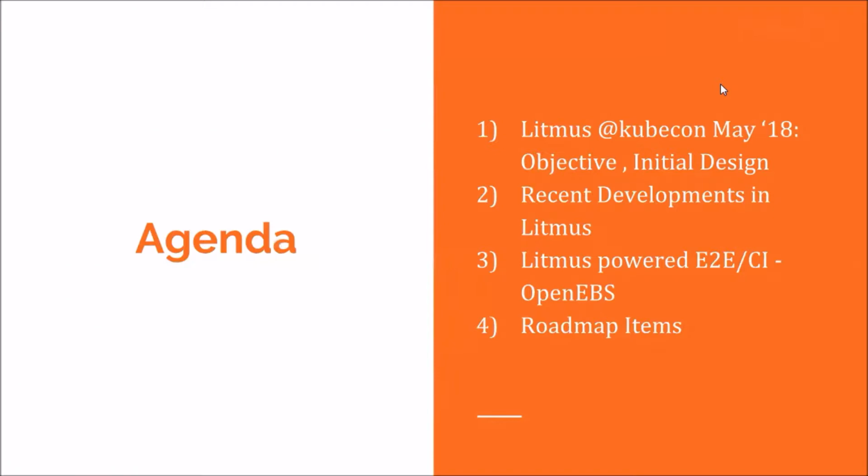Following that, we will take a brief look at how Litmus is being used in the OpenEBS CI infrastructure, how it is being used to power the E2E stage of the OpenEBS CI. And we'll also spend a few minutes talking about the roadmap items that we have identified and which have been received from the community, and then probably take questions after that.